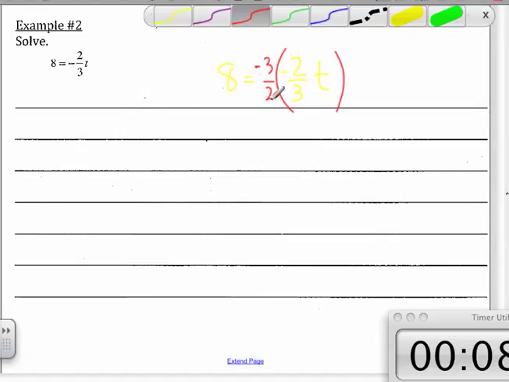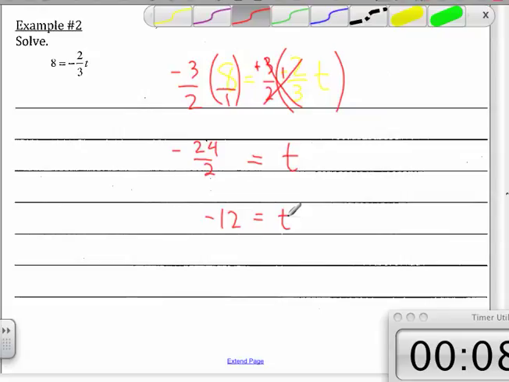Okay? So I need to multiply this side also by negative 3/2. Now, the reason I do that is because negative times negative becomes a positive, and then these numbers just cancel out, and it leaves me with t. That's what I want. On the right side, if I don't cancel, you'll see I get negative 24/2, and then I just reduce that, and I get negative 12 is equal to t.